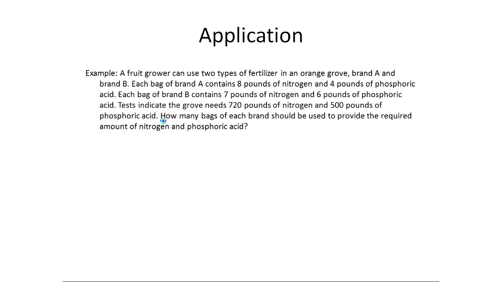Remember, I want to set up variables to answer the question, how many bags of each brand should be used? So what I could do is set up my variables. There's 2 types. There's A and B. So A could be the number of bags of A to use, and B could be the number of bags of B to use. Now, the next question is, how do I set up the equations? It's not as straightforward as the last one.